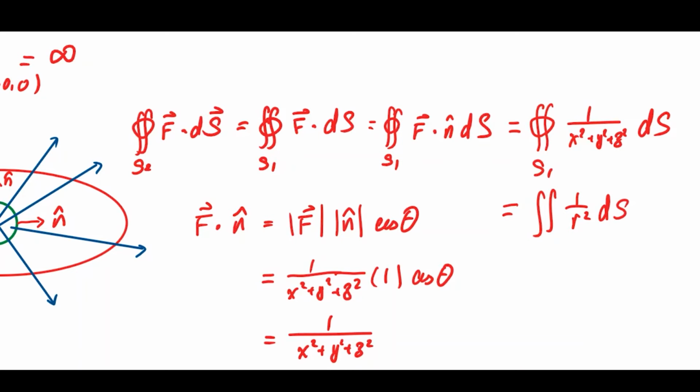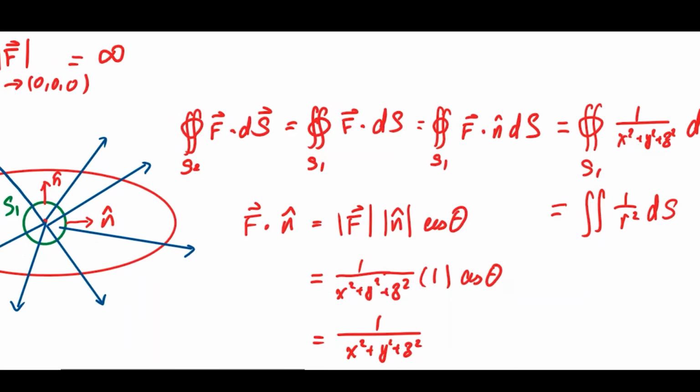But what is the radius of this thing? It's not just 1 over r squared. This is the unit sphere, isn't it? I call that radius 1. So r is equal to 1 over S1. So this thingy is really just this. You know what I'm saying? Are you all with me? Now, guess what that integral is?